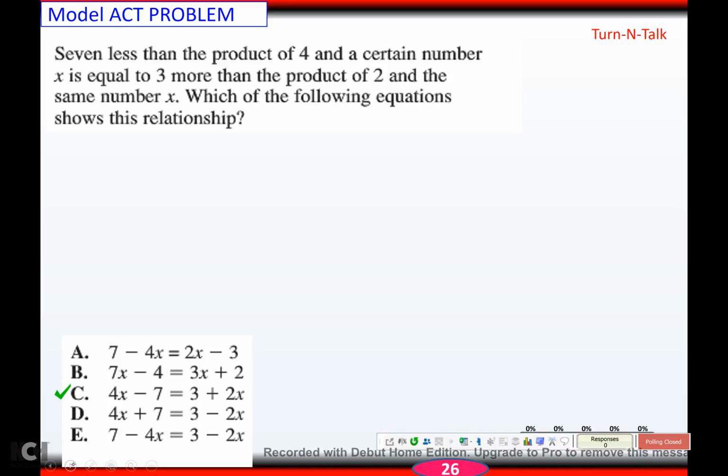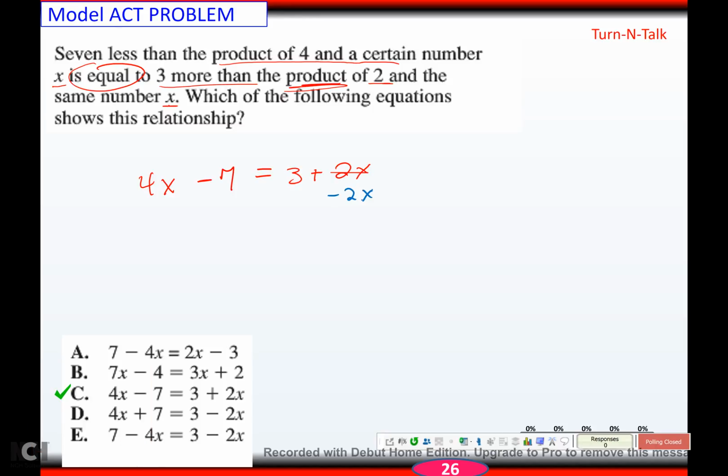And hopefully you got C. So it says 7 less than, which means I'm taking 7 away from something else. And it says I'm taking it away from the product of 4 and x. Product means multiply. Is equal to, please put an equal sign. 3 more than, that means 3 added to. Again, a product means I'm fixing to multiply 2 and the x. So there's my equation. I just have to solve it for x.